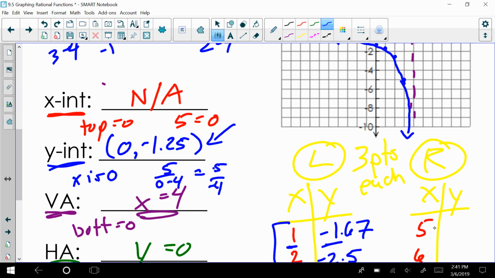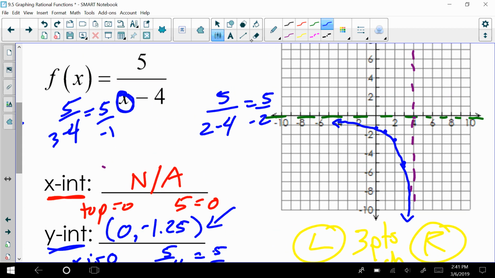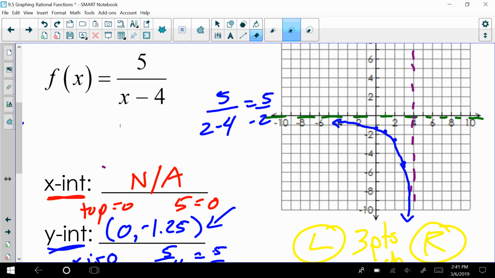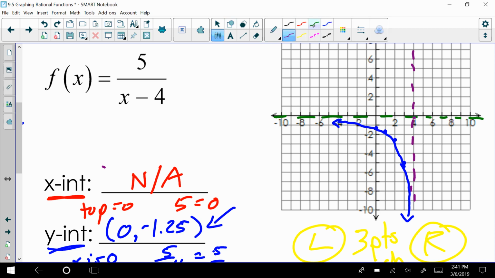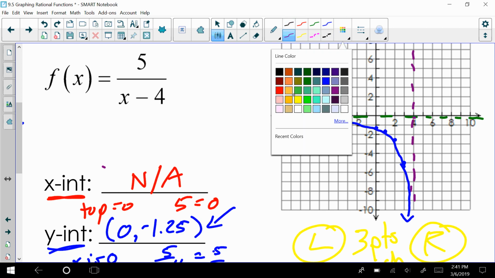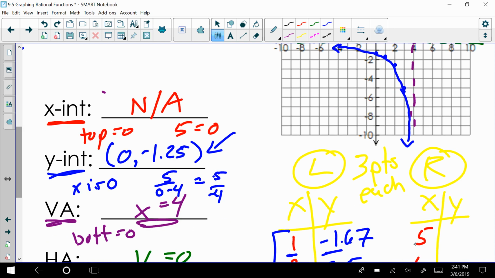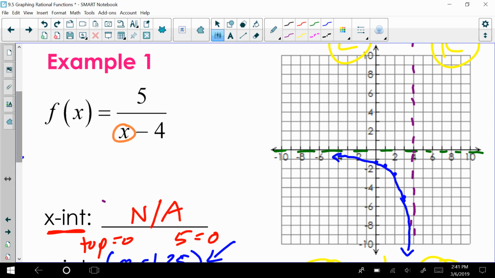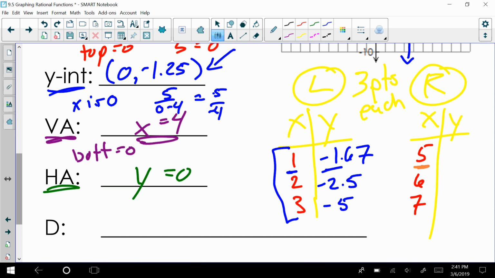Okay, let's see what the right side does then. So I take this 5, and now I'm doing the exact same thing that we did before. I'm taking this 5 and I'm plugging it in for my x. So I have 5 over 5 minus 4, which would be 5 over 1. Oh, well, that's 5. So I put my 5 right here.